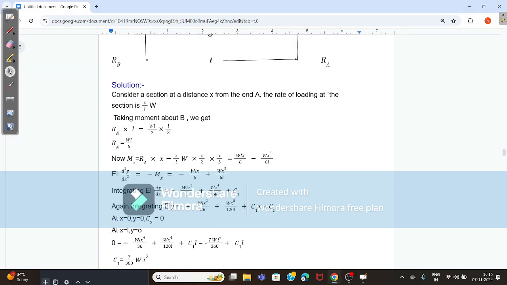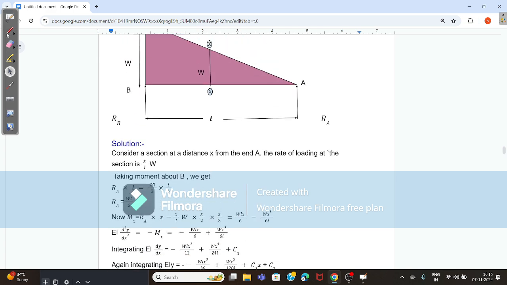Solution. Consider a section at distance x from the end A. This is x, and this is the end A. The rate of loading at the section is x/L times W. Taking moment about P, we get RA times L = (WL/2) times (L/3). This is L/3 and this is W/2. So RA = WL/6.